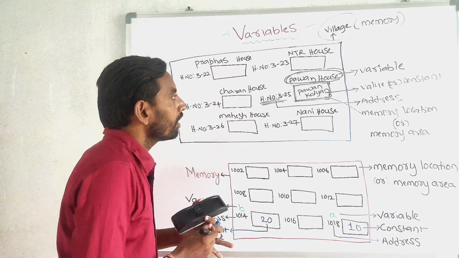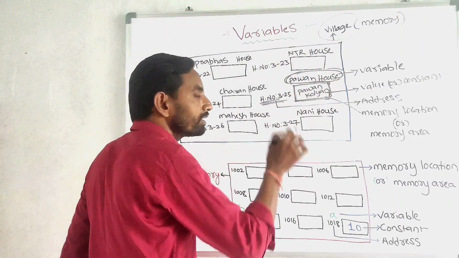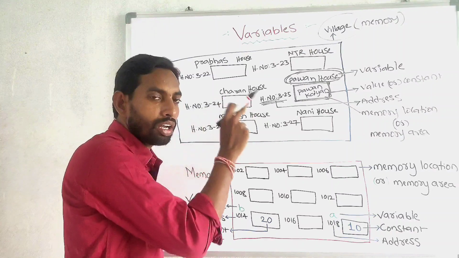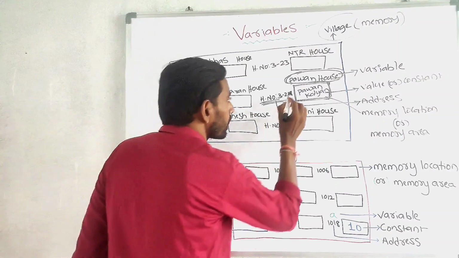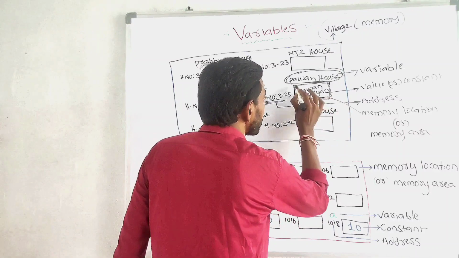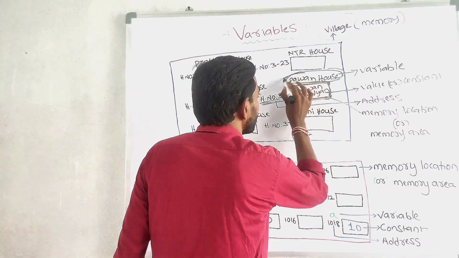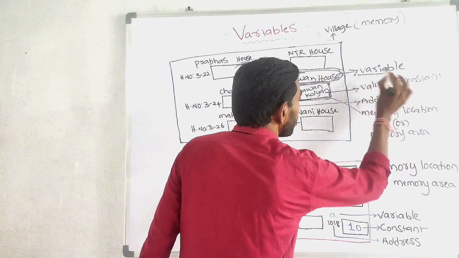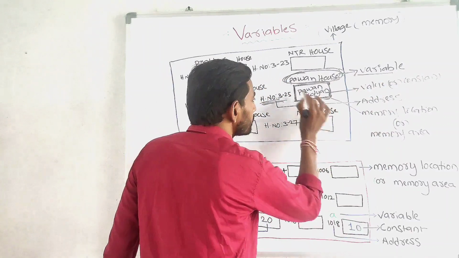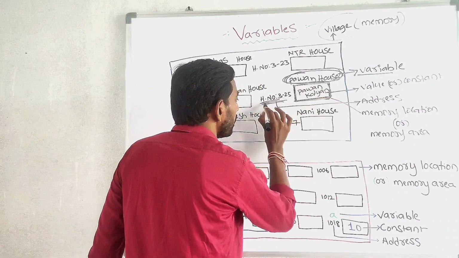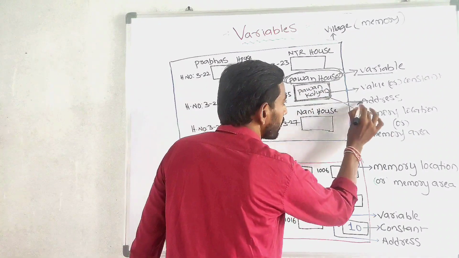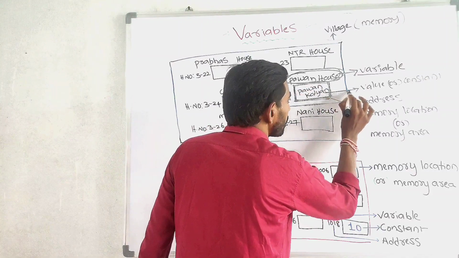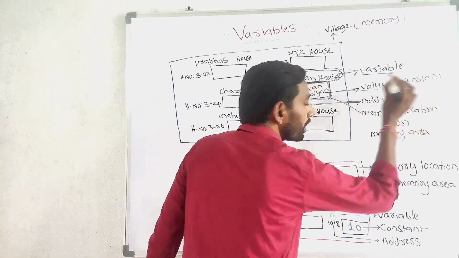Listen once again. I am taking one of the villages. This village has a lot of houses. Each house has a house number and house name. I am taking one of the houses. This house name is called Pawan house. I am treating this Pawan house as a variable. This house has a house number. I am treating this house number as an address. In this house, Pawan Kalyan is staying. I am treating this Pawan Kalyan as a value or a constant.